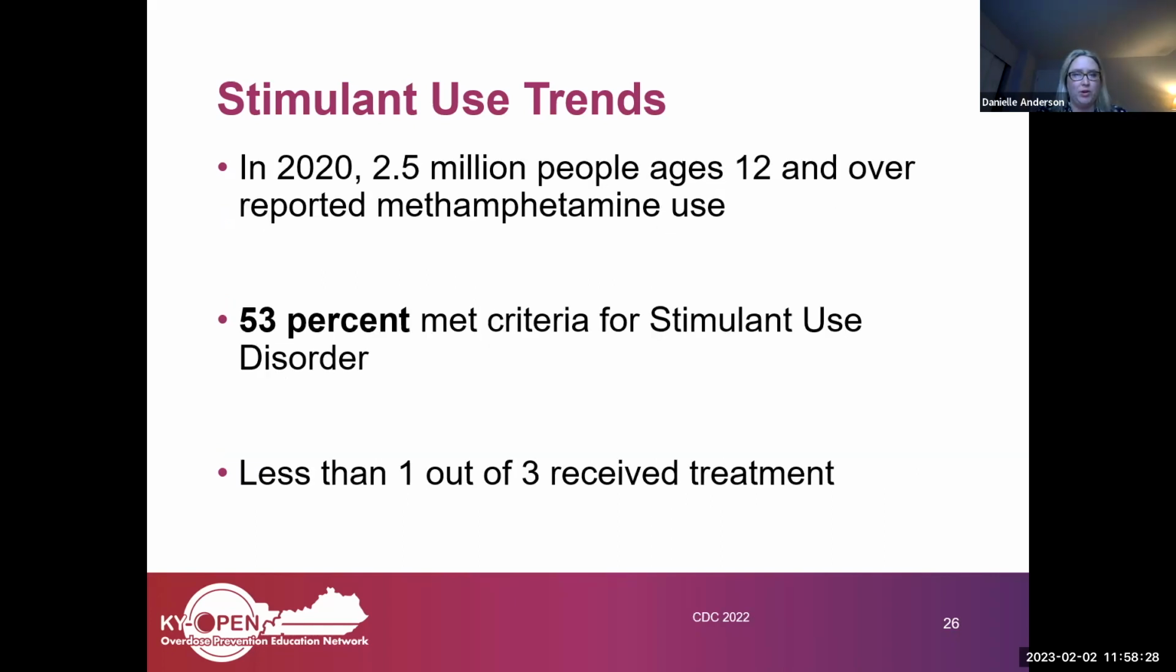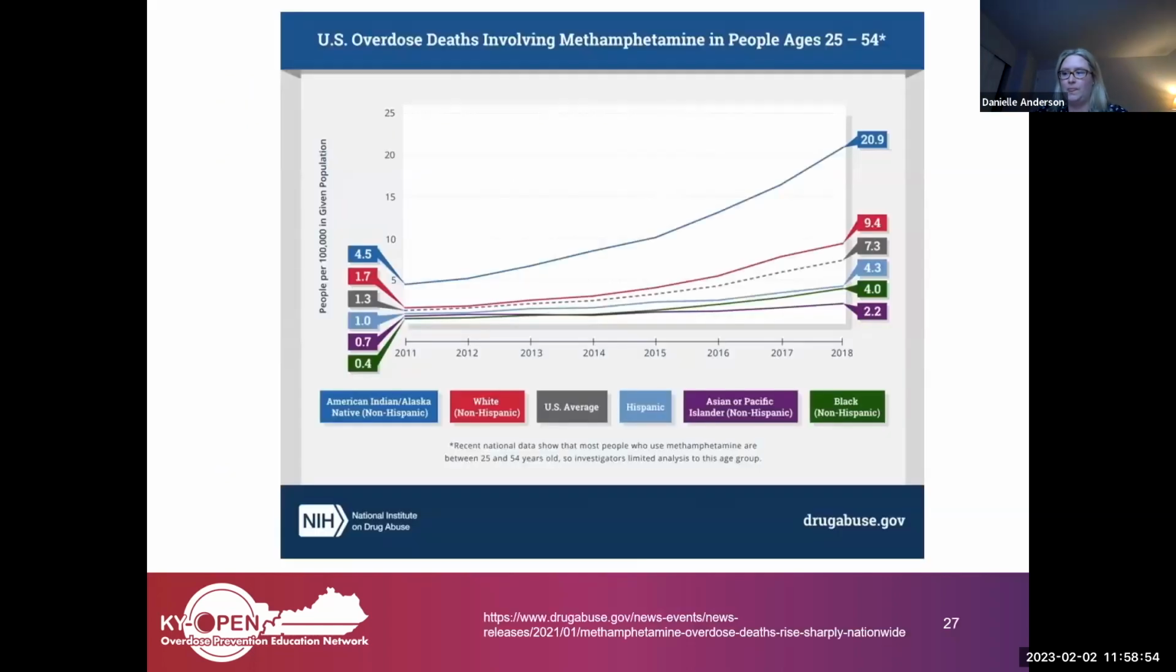So again, some more information on stimulant use trends. In 2020, 2.5 million people ages 12 and over reported methamphetamine use, with 53% of these people using methamphetamine meeting criteria for stimulant use disorder, but less than 1 out of 3 received treatment. Most people who use methamphetamine are between 25 and 54 years old.